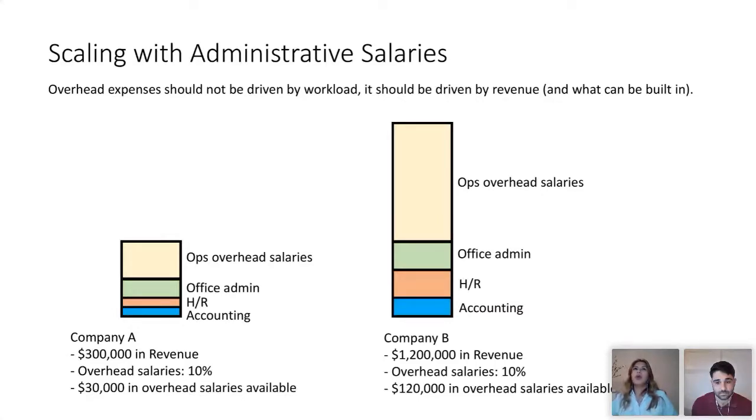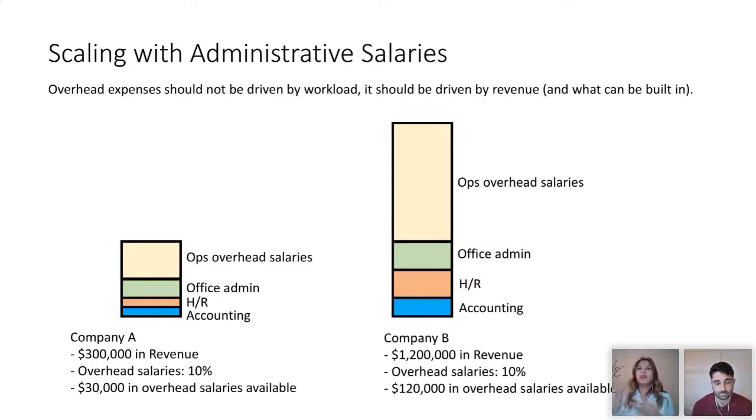So if there's one key takeaway, I just want to clarify: overhead salaries make up 10% of revenue. Overhead is 20 to 30% of revenue. So this could make up half of your overhead expenses, or a third, right? This is a huge chunk of overhead expenses, and this is where the problem lies.